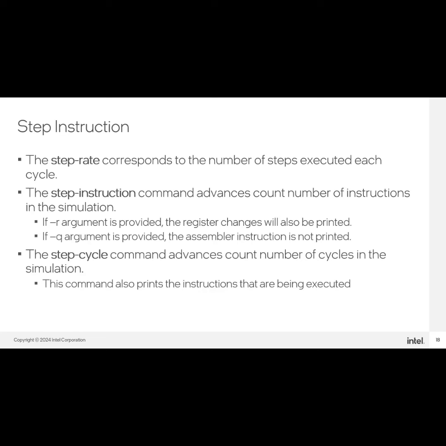The simulation of the execution of one single instruction is called a step. The step rate corresponds to the number of steps executed each cycle, not including stalling. Similarly, the cycles per instruction, CPI, corresponds to the number of clock cycles that are required to execute one instruction. Normally the CPI corresponds to the reciprocal of the step rate. You can also use the commands step instruction and step cycle to advance the count number of instructions or cycles in the simulation.